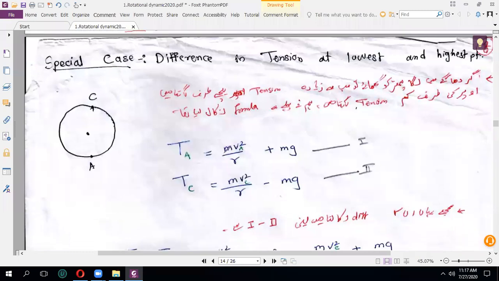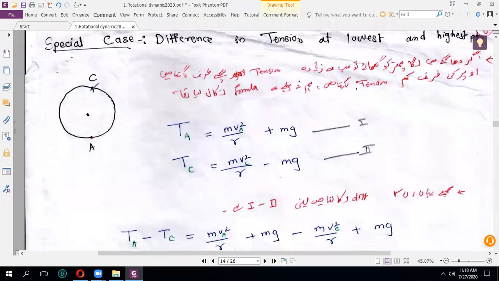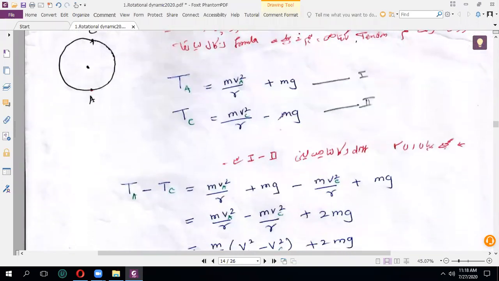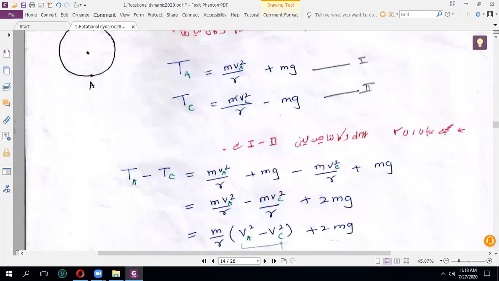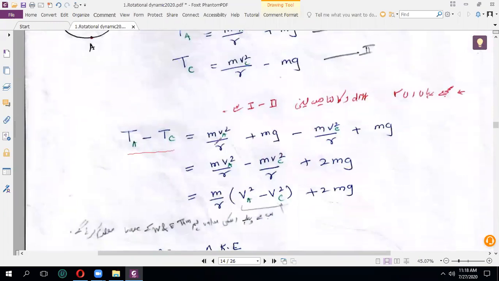Now we see a special case: the difference in tension at the lowest and highest positions. They are asking us to find the difference between the lowest and highest point. So we have to calculate. How to calculate? The lowest point is my point A, the highest point is my point C. We know the formulas of TA and TC. Now for the difference, substitute these formulas. So we get TA minus TC is equal to mv square A upon R plus mg, minus mv square C upon R plus mg.